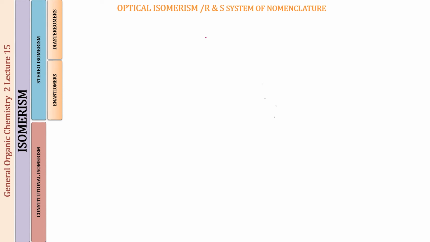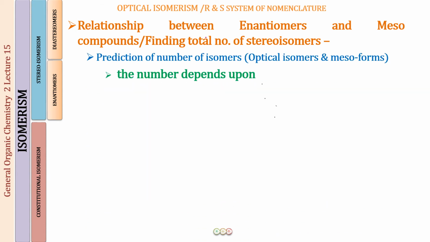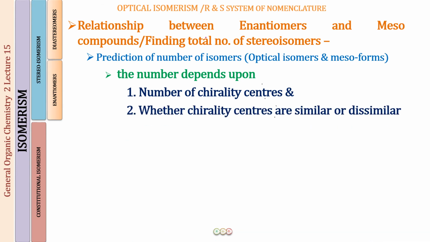So now what I'm going to do is give you a trick to find the total number of stereoisomers possible for a given compound, or the number of enantiomers and meso compounds present in that structure. It will give you the exact number. What you have to do is count the number of chirality centers present in the molecule, and then check whether the chirality centers are similar or dissimilar.